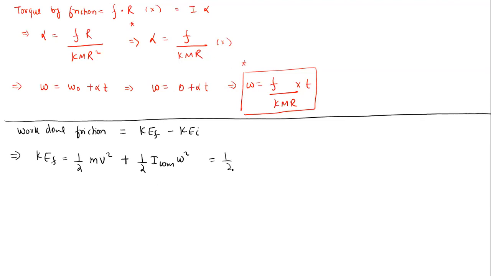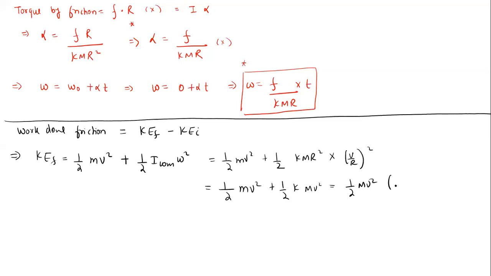Okay, so it should be half m v square plus half I about the center of mass, which is k m r square, into omega, which is v by r, whole square. So I think r square gets cancelled out. So the final kinetic energy will come out to be half m v square plus half k m v square. So half m v square can be taken outside: 1 plus k. This is the final kinetic energy of the body. What about the initial kinetic energy?